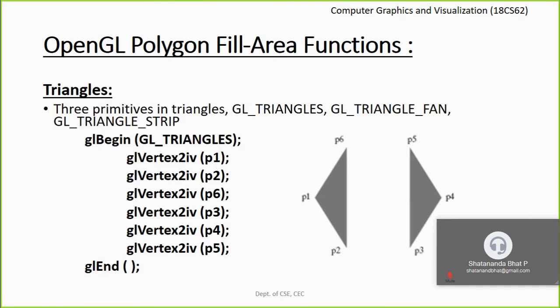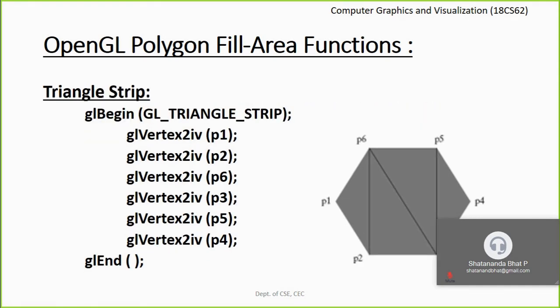The second type of triangles that we can draw is called a triangle fan. This is similar to GL_TRIANGLES, but the difference is that here there is a reuse of the vertices. It takes 3 vertices at a time, and one of the vertices, or one edge, will be reused for drawing the next triangle, and so on.